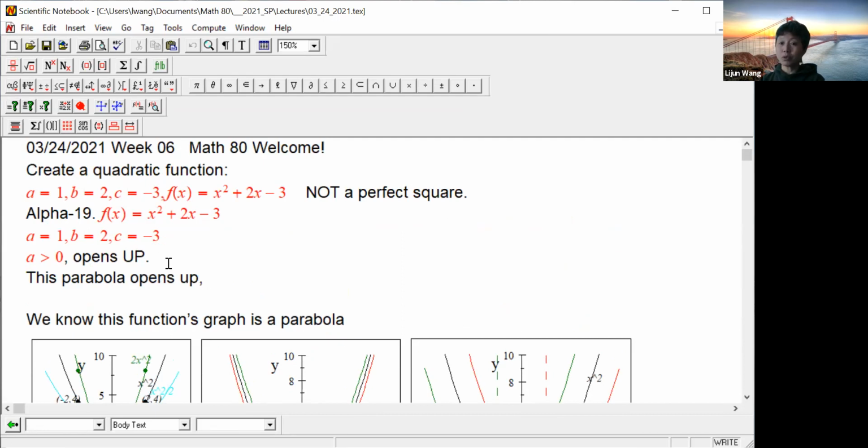Okay, all of these we're doing now is just analysis. I will show you how to do the work. If you show work, what you do, you don't have to write down so much. This parabola opens up and it has a line of symmetry.